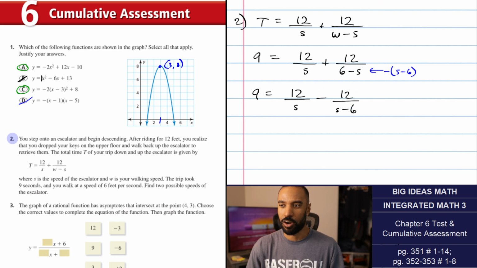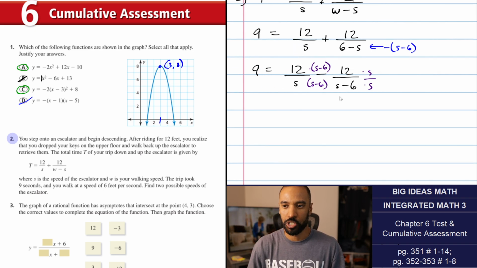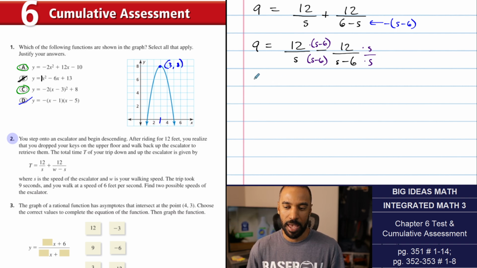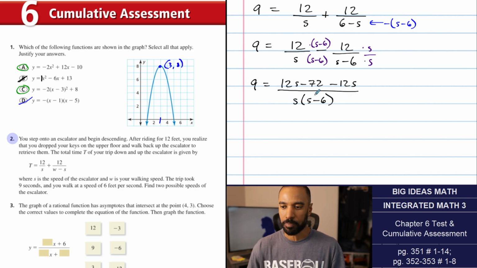We didn't get to play with that very much in the actual section that we had. I've got to multiply this by S over S, and this by S minus 6 over S minus 6. Now, if you'd like, you can either get a common denominator here or leave this as such so you have more of a proportion format. I'm going to go with the proportion format just because, well, hey, I can. So I'm going to have 9 equals, and I can distribute 12S minus 72, and here's a minus 12S, and then this is all divided by S times S minus 6.